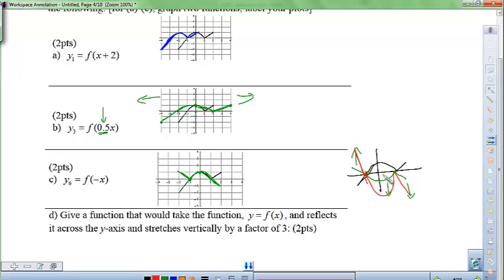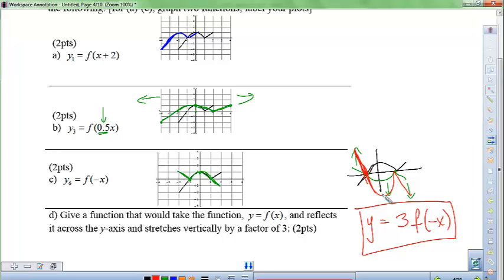So your final answer, if you were to graph this, would be in red, but the actual function would look like this. So we got a reflection about the y-axis, so f of negative x, and then we got a vertical stretch by a factor of 3. So that's how that would look. Alright, so these are transformations of functions.